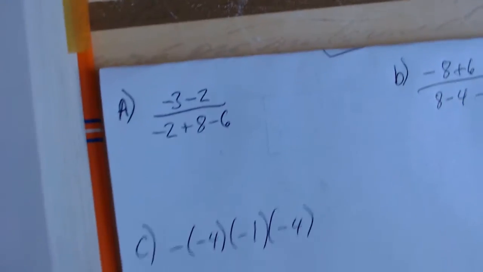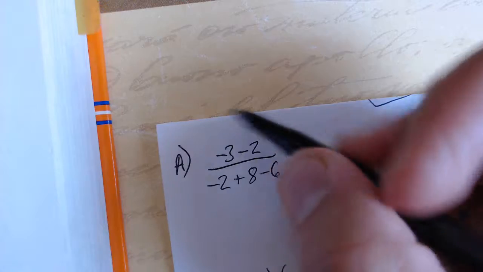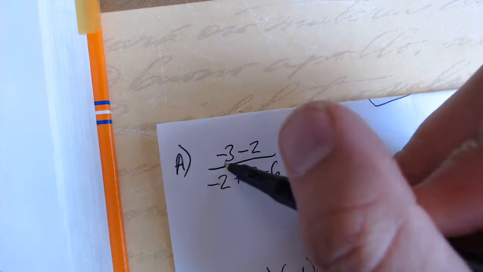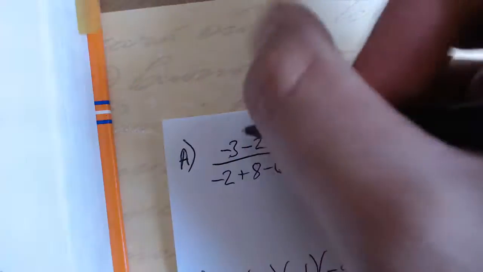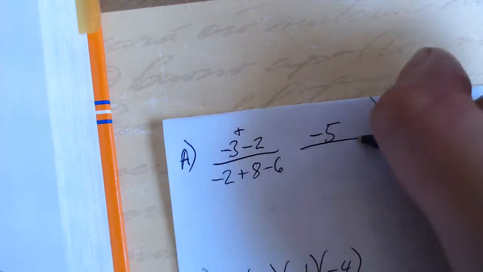We'll start by simplifying the numerator and the denominator. So we should turn this into addition. We should read it as -3 plus -2. If we do that mentally, we should know that -3 plus -2 is -5. So we've got a numerator of -5.